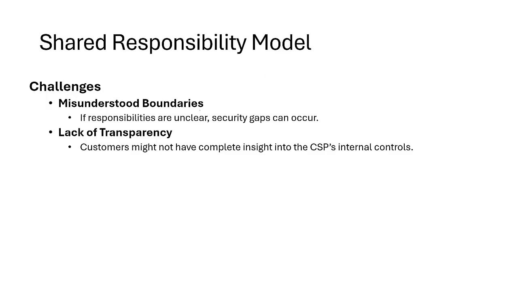First is misunderstood boundaries. If responsibilities are unclear or undocumented, security gaps can occur. Second is lack of transparency. The customer might not have complete insight into the CSP's internal controls. He has an impression, okay, this is the level of control I have, and this is controlled by the cloud provider. And this is basically where we involve the auditor.